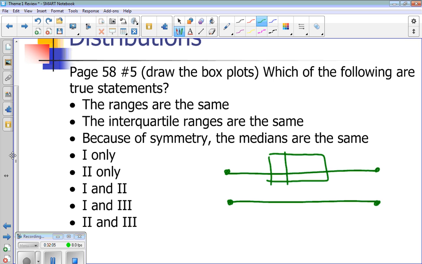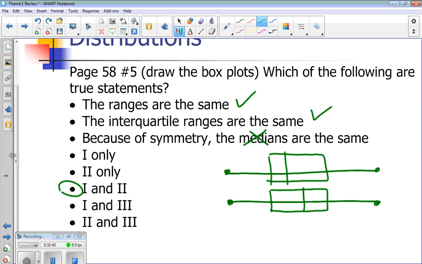So you were right to begin with. What do you think about that one? Are the IQRs the same? Because the ends of the boxes represent the IQR, Q1 and Q3. And then symmetry, the medians are the same? No, which one has a higher median? The bottom one. Good. All right. So yes, yes, no, 1 and 2.